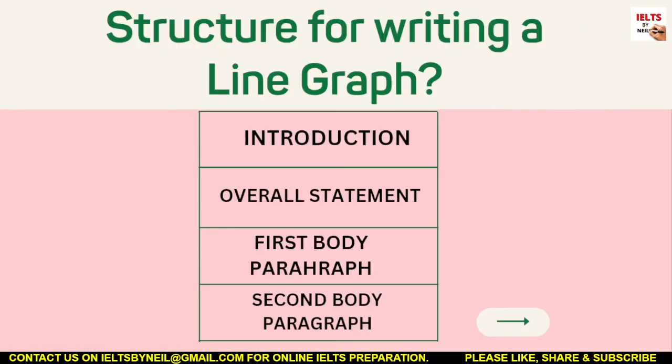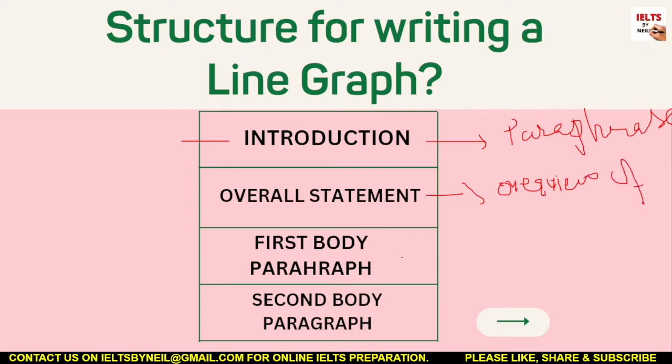IELTS task 1 has the same structure for all the types of questions. So similarly for this one, the introduction will have the paraphrase, so we'll paraphrase the question here in the introduction, and the overall statement will have the overview or the general features of the line graph. Now the first body paragraph and second body paragraph, both will have the detailed information about the data of the line graph, right?